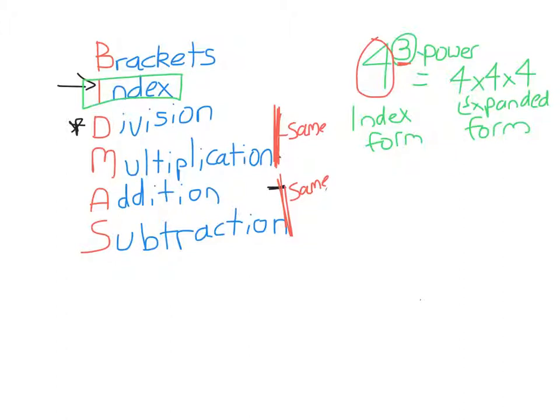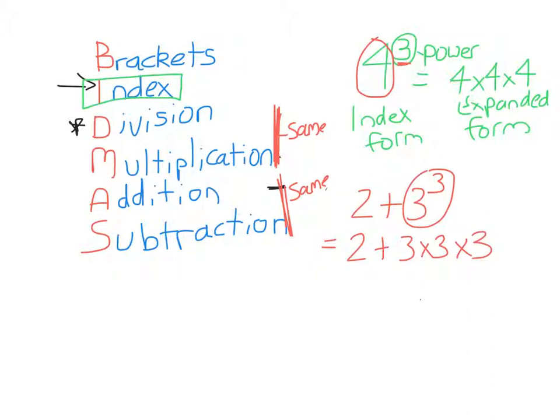So for example, if I have 2 plus, let's say, 3 to the power of 3, I need to do this one first because it's raising to a power. Now 3 to the power of 3 is 3 times 3 times 3, so it's not 9. So 3 times 3 times 3, instead of writing it in expanded form, I'm just going to write it as 27, so the answer to this would be 29.